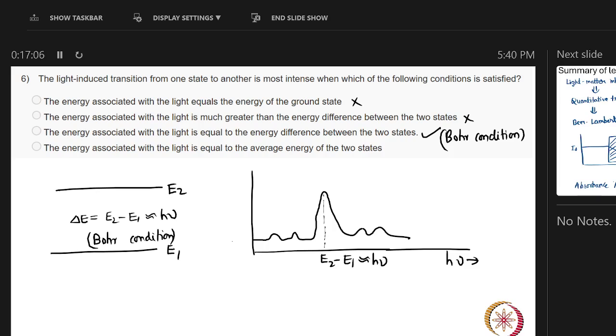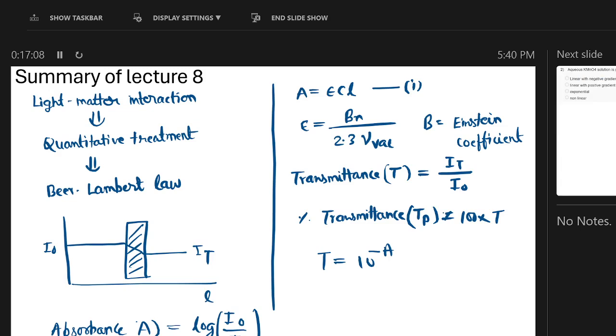quantitatively. So we see here the summary of lecture 8. There we saw light-matter interaction. Here we are doing quantitative treatment, and for that we need the Beer-Lambert law. So what is the Beer-Lambert law?